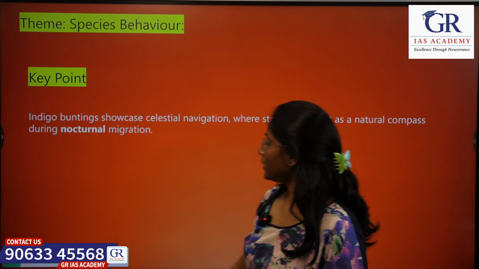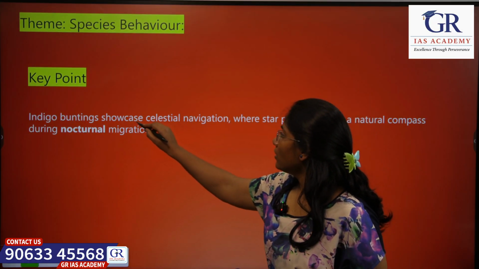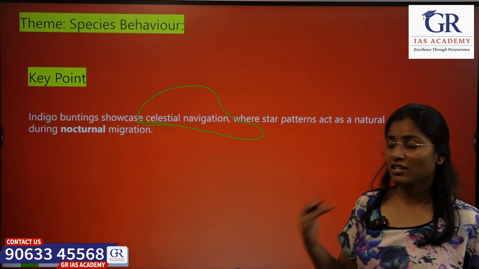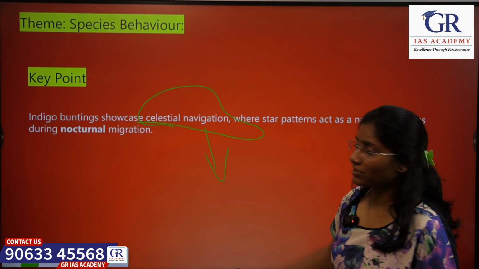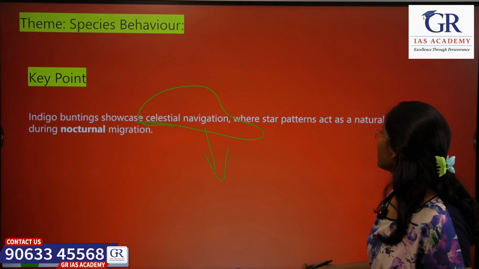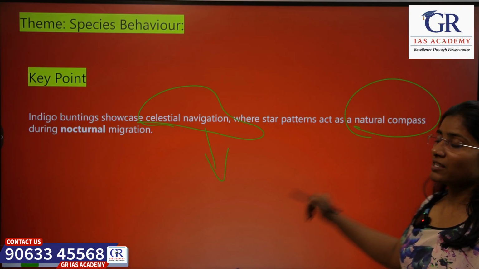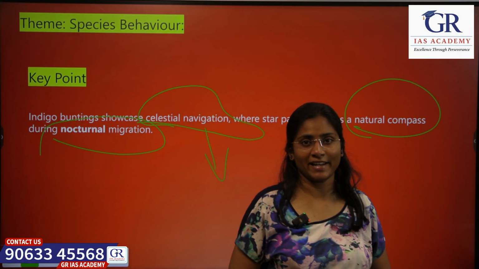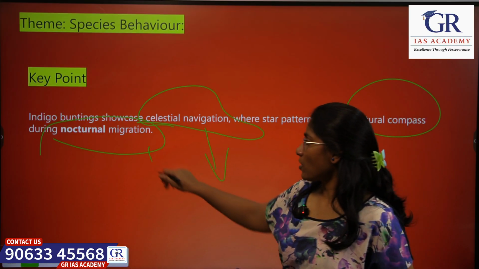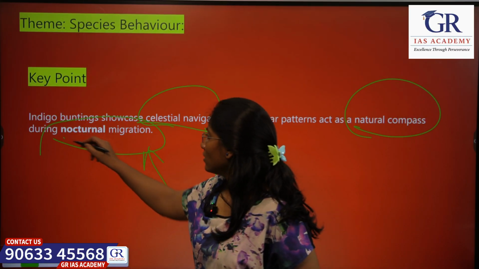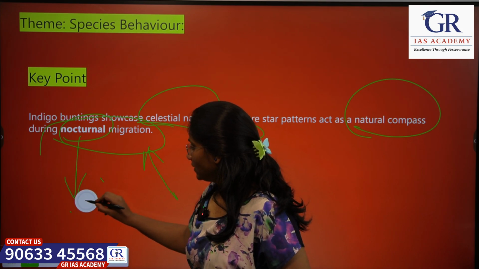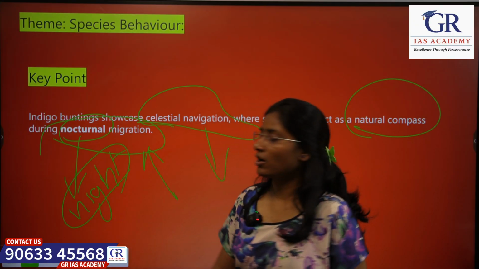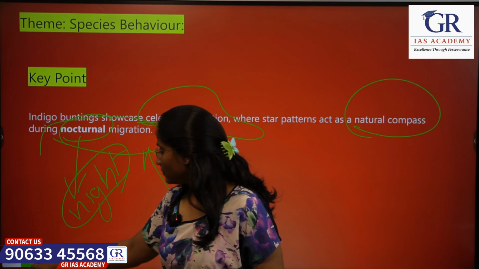So what do we have to remember here? It shows one of the extremely advanced navigation techniques, that is celestial navigation, for birds and animals, using it as a natural compass and migrating at night. So it is nocturnal migration. Nocturnal means night. Animals which are active at night are called nocturnal animals.